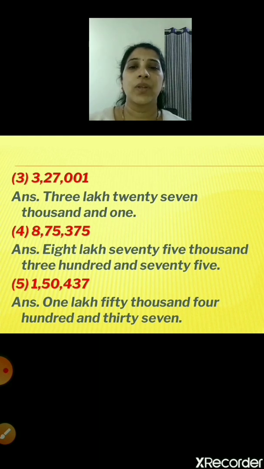150,437. So we'll start from the right. 7 in the units place, 3 in the tens place, 4 in the hundreds place, 0 in the thousands place, 5 in the 10,000s place and 1 in the lakhs place. So it will be 1,50,437. So in the exam, students, you are going to write in this way as you can see on the screen. Right, students? I hope you all have understood how to write these 6-digit numbers.